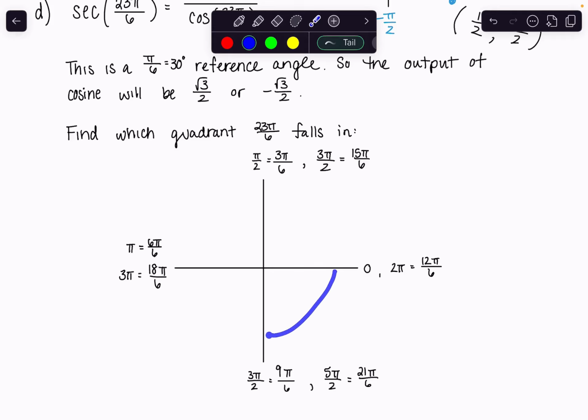So maybe it falls in this quadrant, but I'm gonna go ahead and do one more to see what this is equal to. One revolution is 2 pi. Another revolution would be 4 pi, so you add 2 pi to it. But again, going forward 3 more pi over 6, 4 pi is 24 pi over 6. So finally, I now have 2 consecutive numbers that my angle is between. So 23 pi over 6 lands in this quadrant.